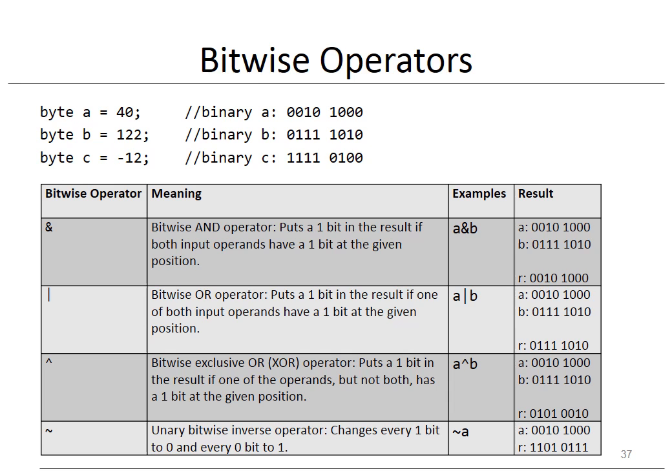The bitwise OR operator puts a 1 bit in the result if one or both input operands has a 1 bit at the given position and 0 otherwise. The bitwise exclusive OR XOR operator puts a 1 bit in the result if one of the operands, but not both, has a 1 bit at a given position. The unary bitwise inverse operator changes every 1 bit to 0 and every 0 bit to 1.